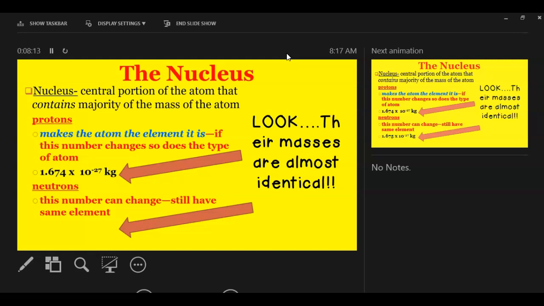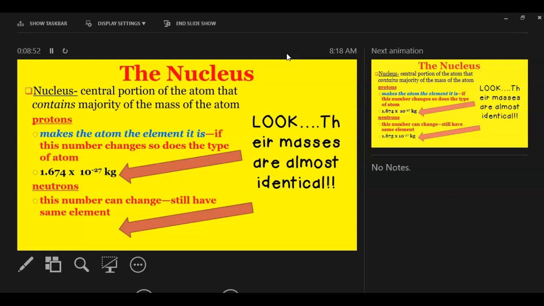So the nucleus contains most of the mass of an atom. So the nucleus is going to contain the majority of the mass of the atom. Okay? The electrons are so small that their mass barely even matters. It is the mass of the protons and neutrons that gives us an idea of the mass of a specific atom.